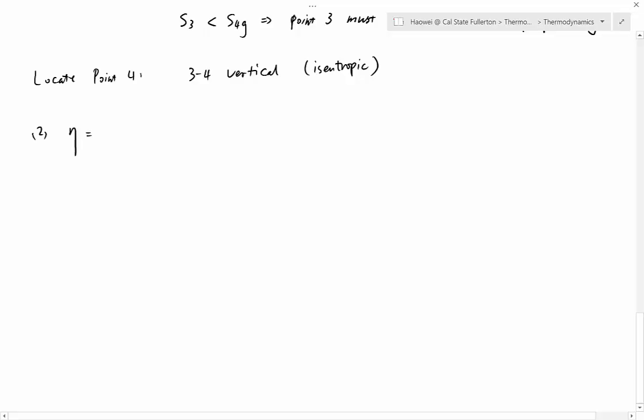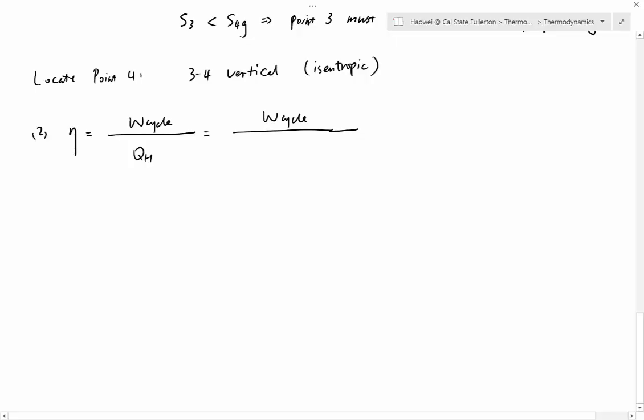Efficiency. Let's start from the definition of efficiency. Efficiency is what you get divided by what you pay. What do we get? What we get is W cycle. And what do you pay? You pay for the heat. And then what we do is copy W cycle. And then for the denominator, this time is different from before.